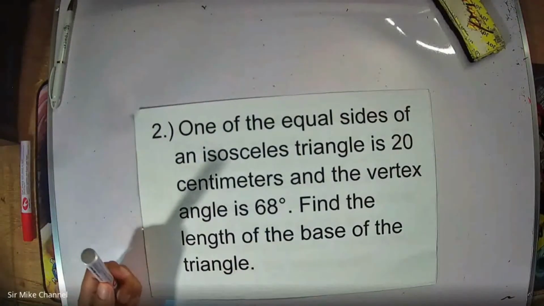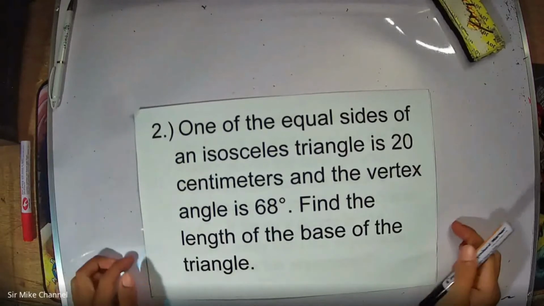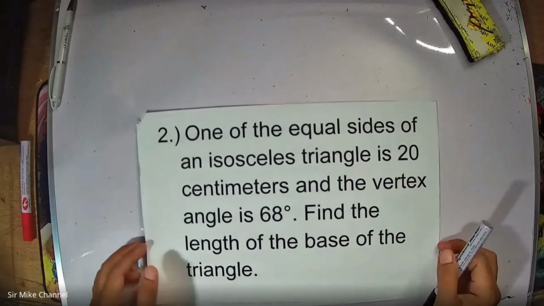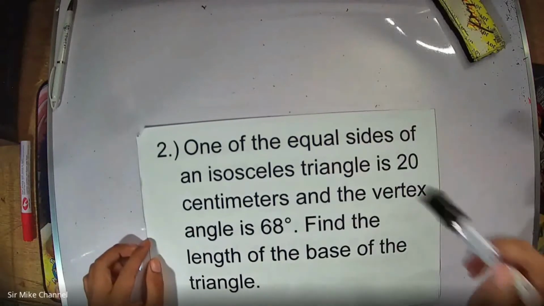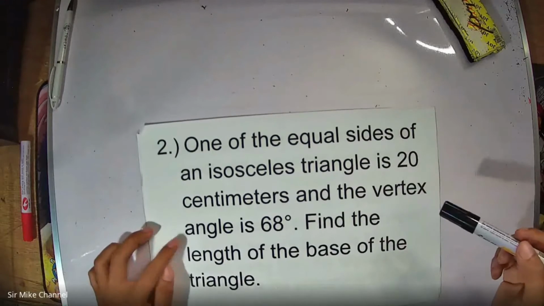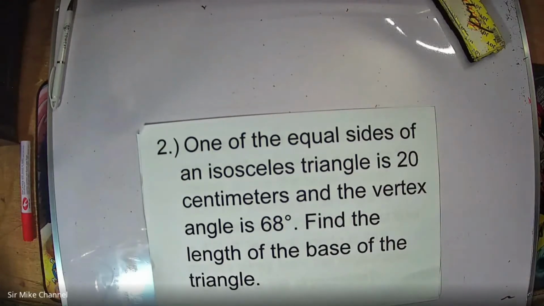One of the equal sides of the isosceles triangle. So pag sinabing isosceles triangle, two sides are equal, is 20 centimeter. And the vertex angle is 68. So find the length of the base of the triangle.